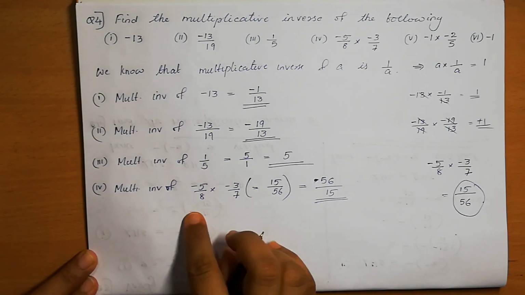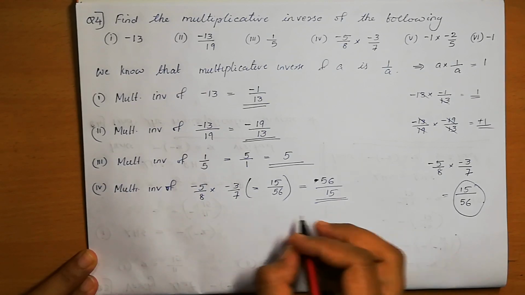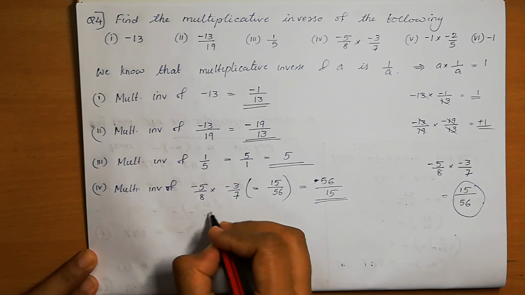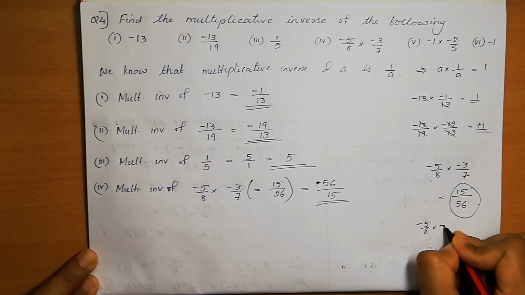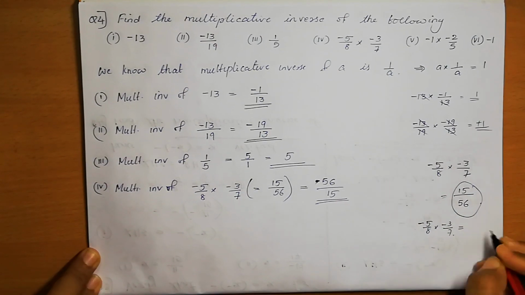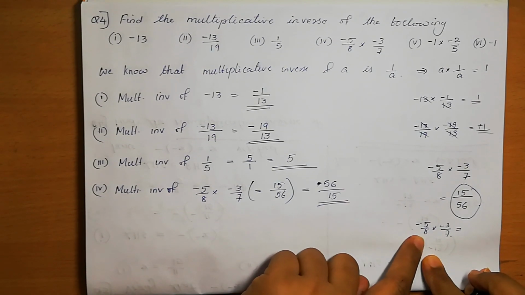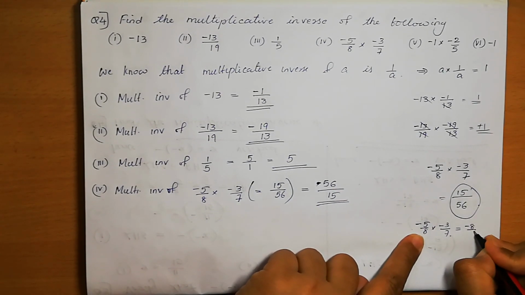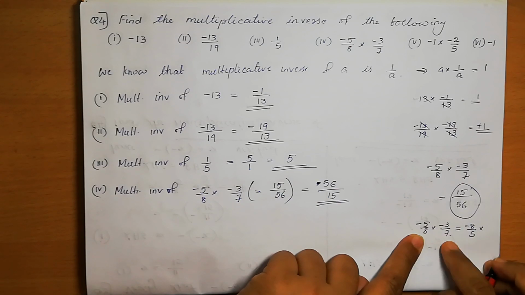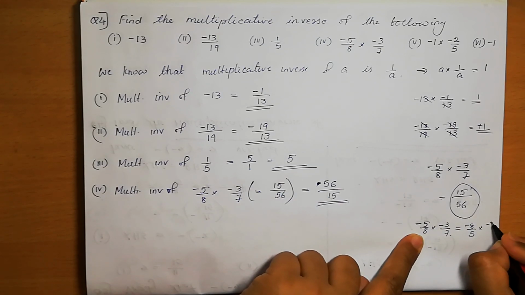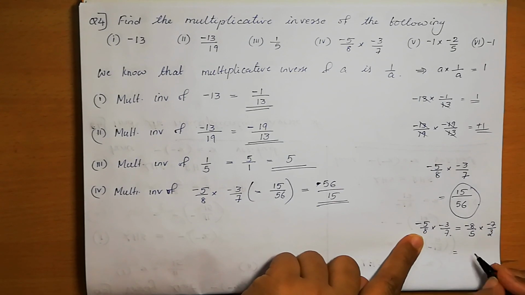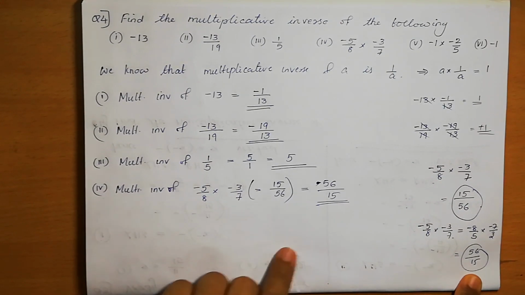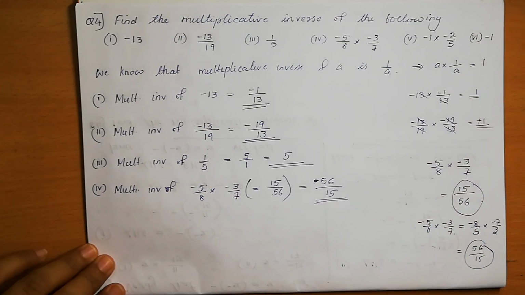Otherwise, separately also we can write. That is also no problem. How will we write? Minus 5 by 8 into minus 3 by 7. Multiplicative inverse of minus 5 by 8 is minus 8 by 5. Multiplicative inverse of minus 3 by 7 is minus 7 by 3. Correct. Minus minus plus. 8 sevens are 56. 5 threes are 15. 56 by 15. Correct. This one or anything we can write.